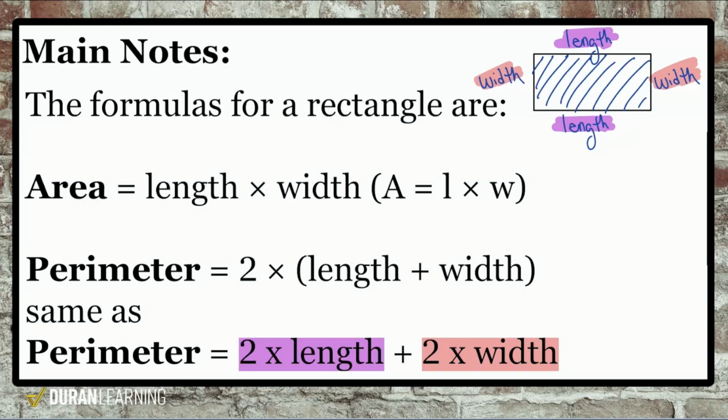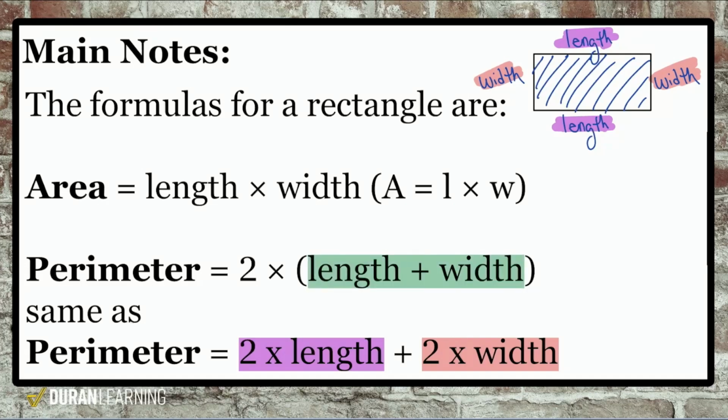So here's another one for the other formula here, the 2 times parentheses length plus width. You can use this one too if you'd like to. I prefer this one, but they both work just the same. And the way that this one comes about, let me go ahead and highlight the length plus width in green.